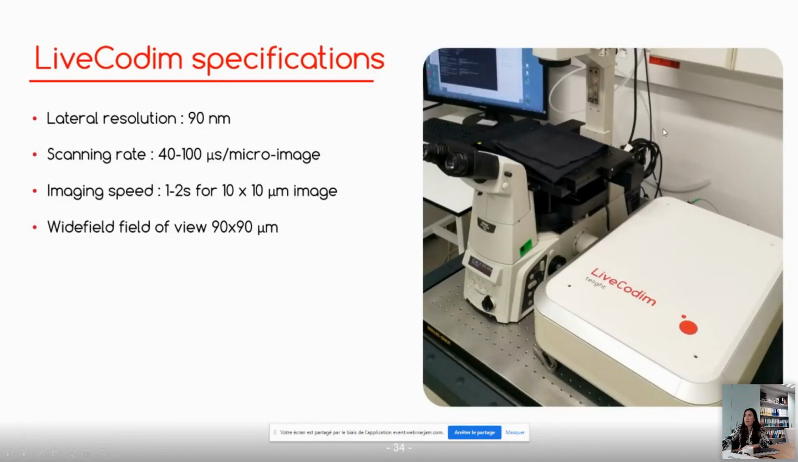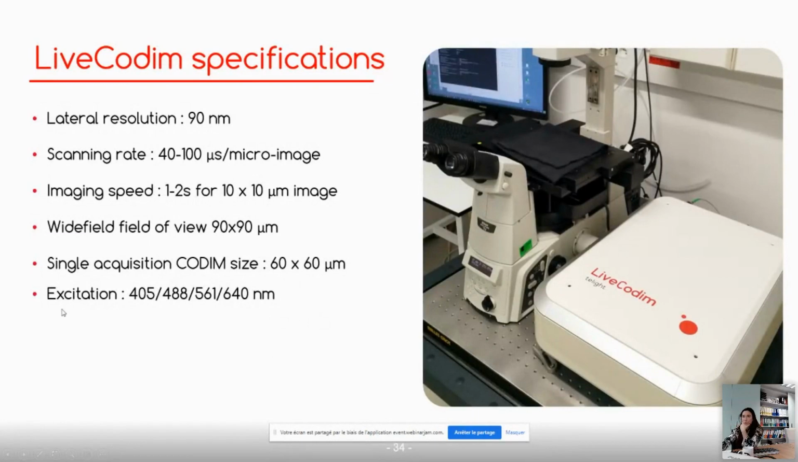The wide field that we've attached onto the back port of this microscope, we use a wide field of view that we image with the camera that's inside the box of 90 by 90 microns. And then you can draw a region of interest to do your super resolution imaging to 60 by 60 microns. Now, this is going to vary a little bit based on the computer, but it's a flexible thing.